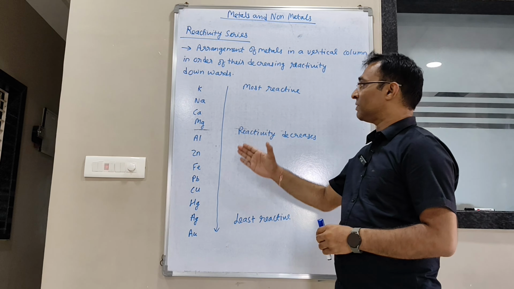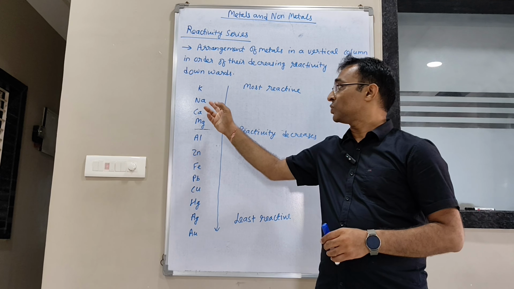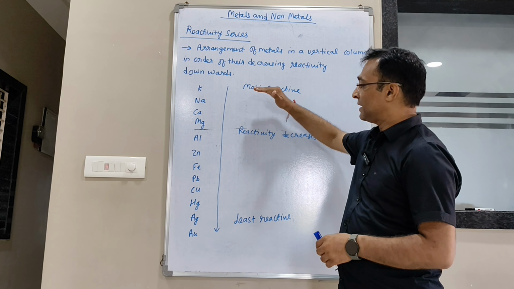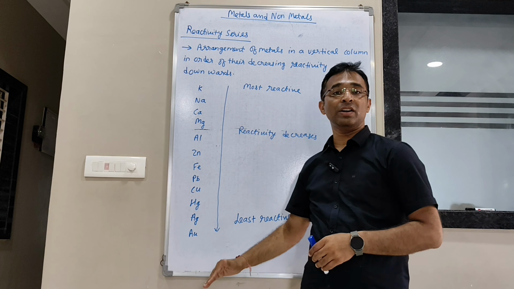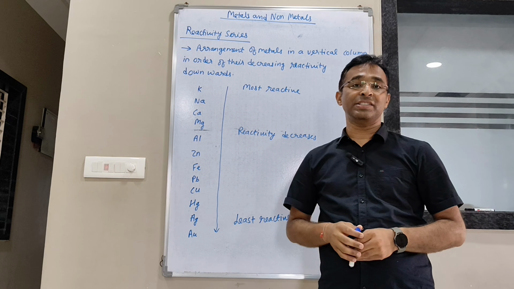In this list of metals, the most reactive is potassium, then sodium, calcium and so on. So this is the most reactive, and as we go down the vertical column, the reactivity of the metal decreases, with gold being least reactive.